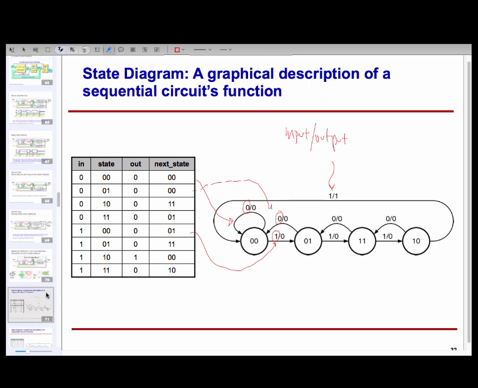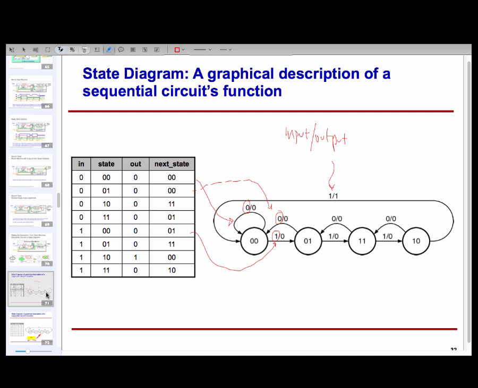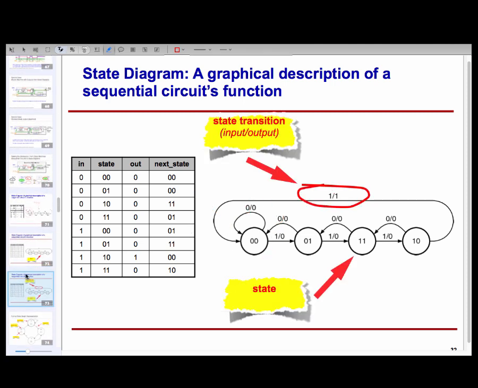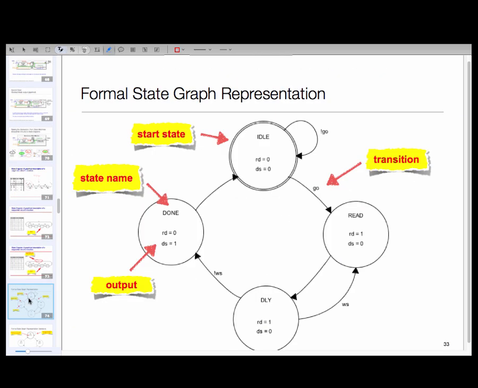Any questions on this? A very important point: there's no information on the left hand side which is not on the right hand side, and vice versa. They're representing exactly the same thing. So that's the state transition, and input output.